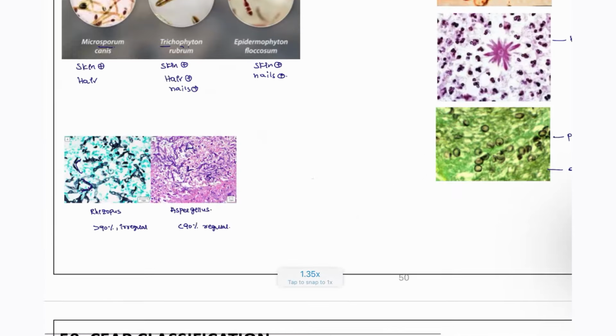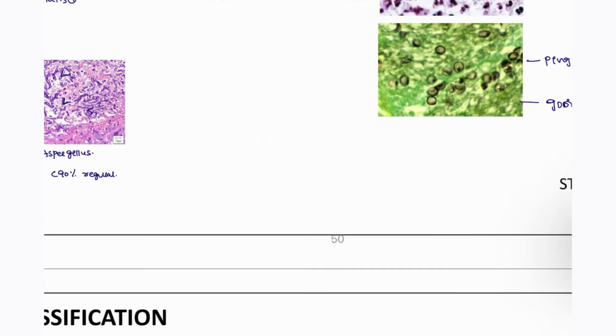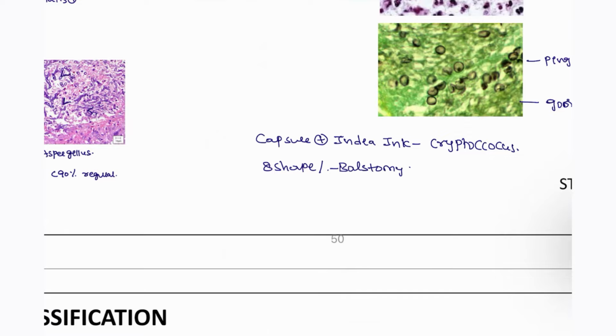Next, coming to the other important ones. For example, you have the capsule formation and India ink. India ink is used in which organism, guys? Cryptococcus, right? Cryptococcus, you are going to use this one. Next, figure-eight shape. This is seen especially in blastomycosis. You are going to see this condition. Okay, and Mickey Mouse or the captain's wheel. This is seen in paracoccidioidomycosis. You are going to see this type.